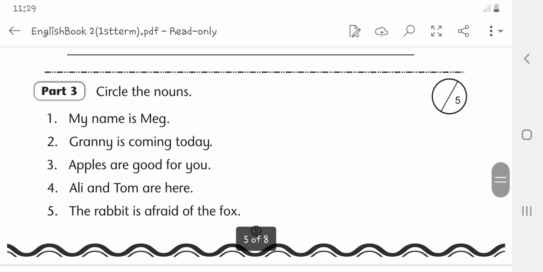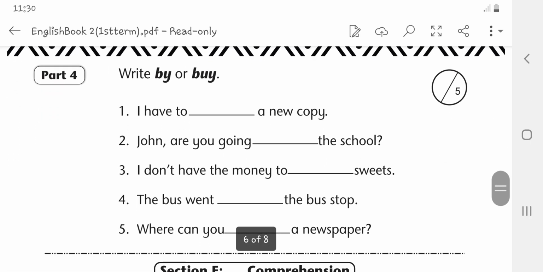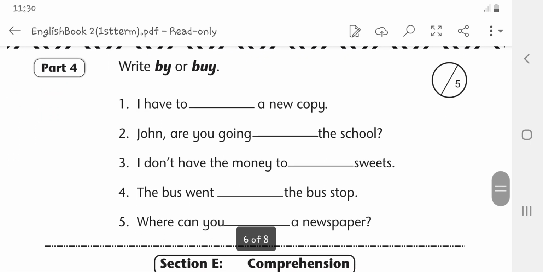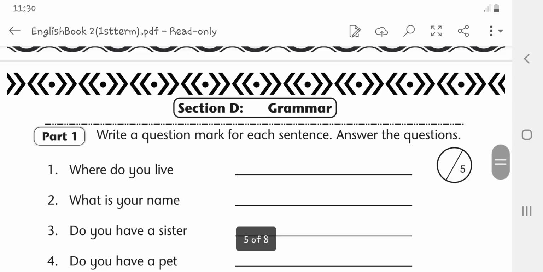And part 3 is circle the nouns, because in grade 2 they are doing nouns also. So sentences are given, they just have to circle the nouns in these sentences. And part 4 is about homophones, words which sound the same but their spellings are different, and that's why their meanings are also different.